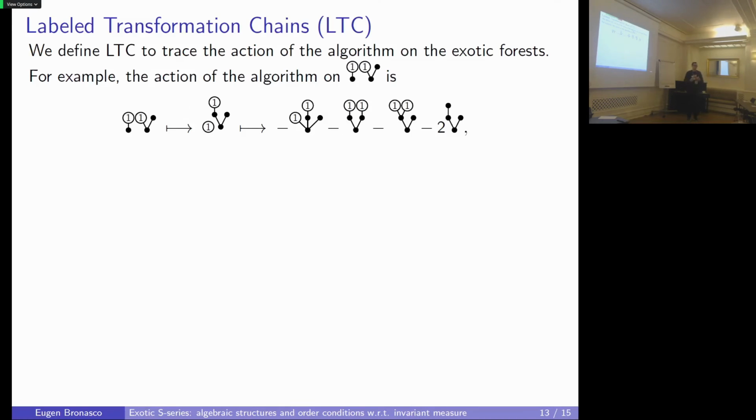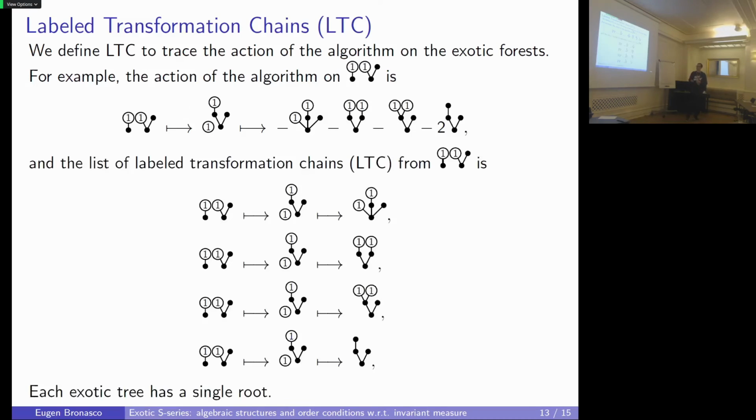So this gives some idea on how the algorithm works, but it doesn't really allow us to analyze its properties, at least combinatorically, because here we have a linear combination. So we split this transformation into 4 transformation chains, and we call them labeled transformation chains, or LTCs. And here we see that every term in this transformation chain is a tree or an exotic forest. And then we can analyze it combinatorically. And here we ignore the coefficients. So here we have -1, -1, -1, -2. We ignore them, we treat them separately.